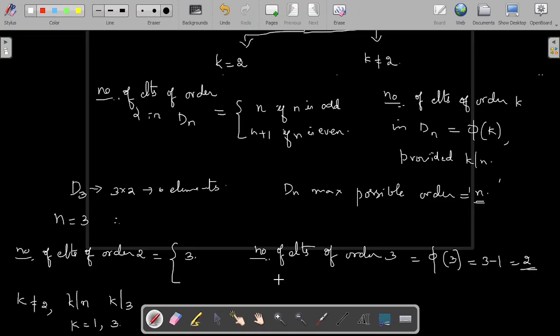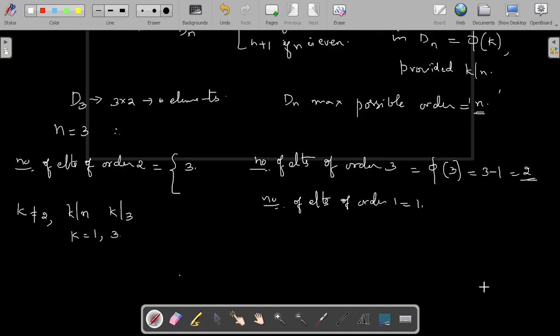Order 1, you already know, every group has only one element of order 1, that is the identity element. So, the number of elements of order 1 is always equal to 1 for any group. So, totally how many elements does D3 have? 6. Therefore, there are 3 elements of order 2, 2 elements of order 3 and 1 element of order 1. Totally how many? 3 plus 2, 5 plus 1, 6. Done. So, the maximum possible order in Dn for any element is n. Though it has 2n elements, the maximum possible order is n.